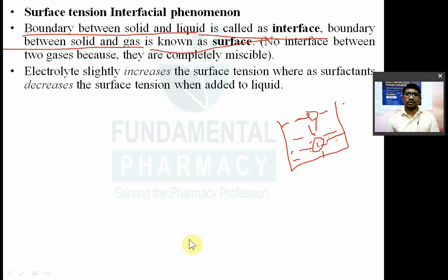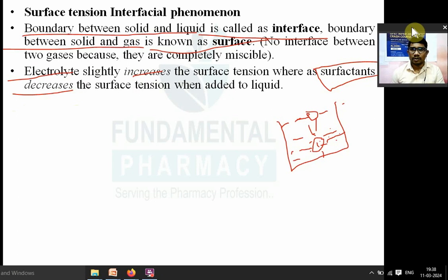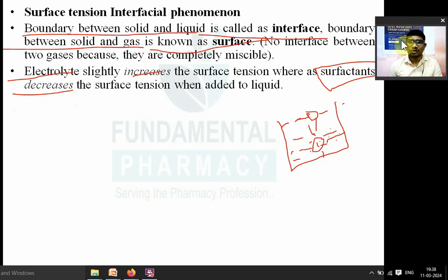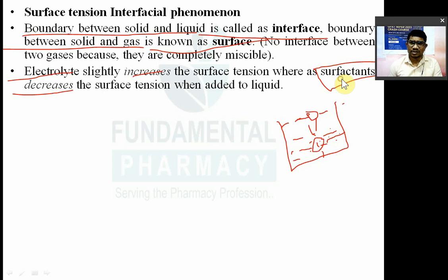Now surface tension: electrolytes will slightly increase the surface tension. So if you add electrolytes, they will increase the surface tension. Whereas surfactant means surface active agent. Now, what is a surface active agent? Why are they known as surface active agents? Because they are active on a surface only. So when you add a surfactant to a liquid, these surfactants get adsorbed at the interface.